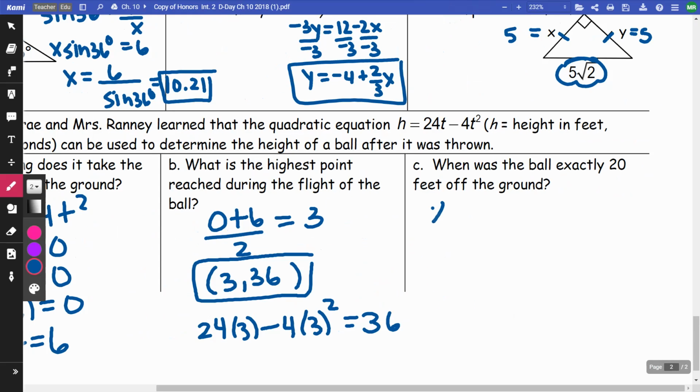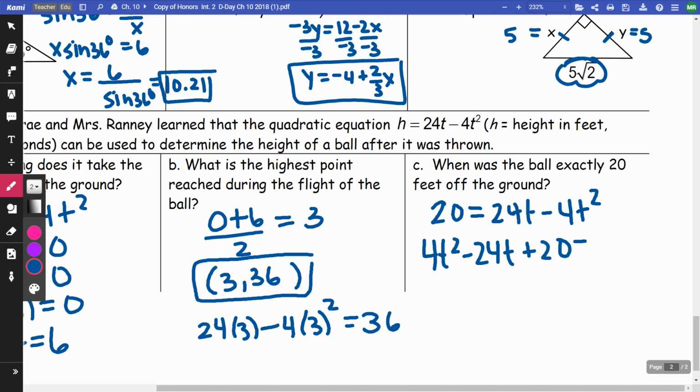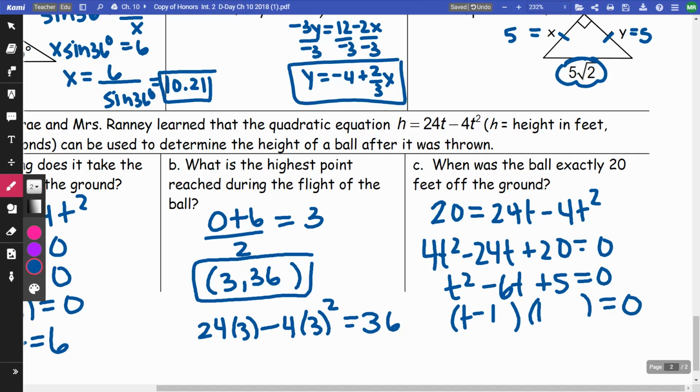When was the ball exactly 20? So I put 20 here for my h, and I get 24t minus 4t squared. Again, I'm going to bring the 4t squared minus 24t plus 20 equals 0. I'm going to divide everything by 4. So that's going to give me a 6 here, plus 5. Then I'm going to see if this is factorable. So what multiplies to 5 and adds to a negative 6? So that's going to be a negative 1 and a negative 5. So I get t is equal to 1 and t is equal to 5. So 1 second and 5 seconds on the way back down.